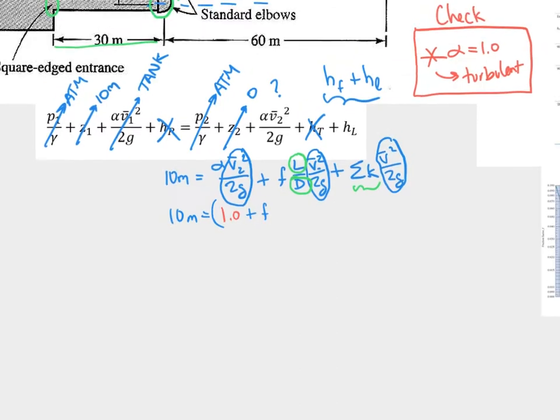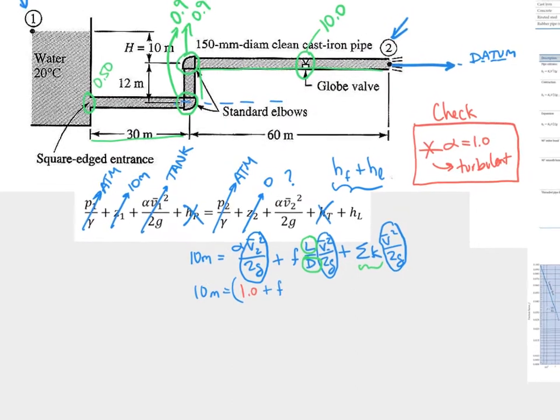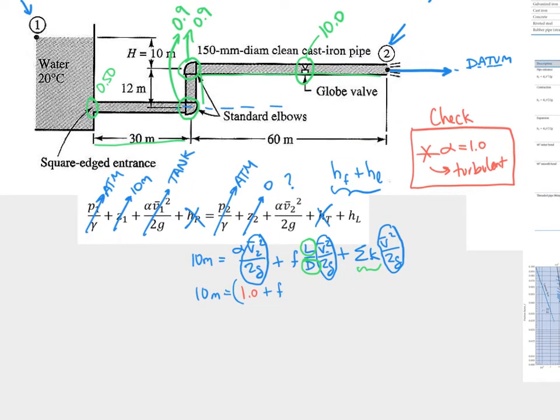Okay, so we said that L was 30 plus 12, which is 42, plus 60. So that's going to be 102 meters over D, 0.15 meters, plus the sum of K's. So the sum of K's is going to be 0.50 plus 2 times 0.9 times that globe valve, 10.0. Woo! That's a spicy meatball.